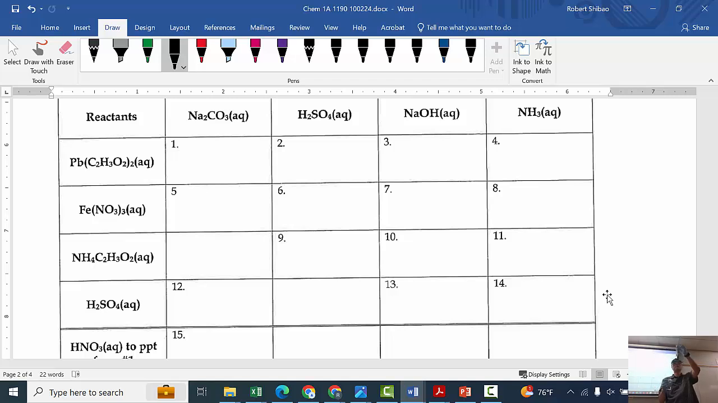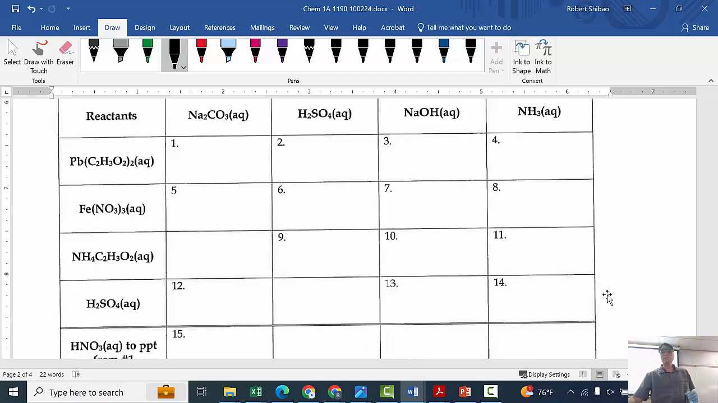And so do you see what happened there when I mixed it? Yeah. And so what we say is white PPT forms. Now the solution, if I let the precipitate settle, I'd see that the solution is still CCS above it. But I got a white PPT.